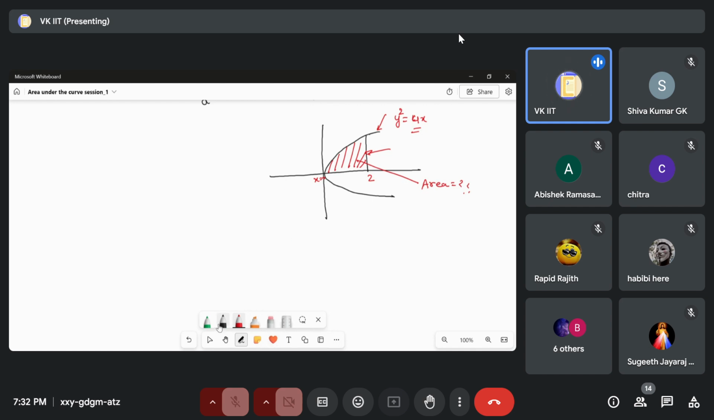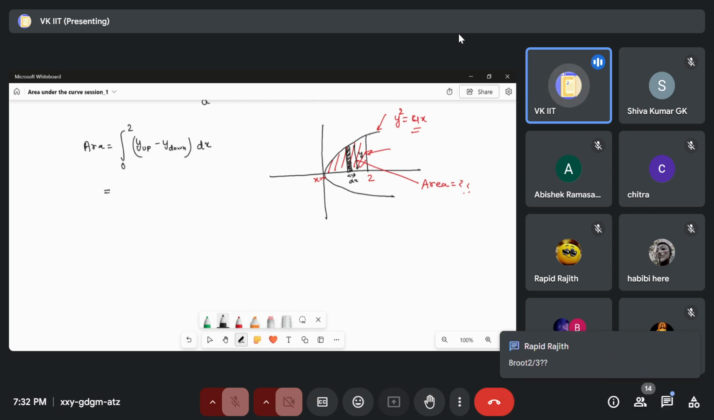Again do the same thing. Take a strip. This is the dx length and this is the y length. So again the area will remain the same, which is nothing but, the limit is already given, 0 to 2. So y upper minus y lower, or y down we can say, whatever you want to write, and dx is the length. Y lower will be again 0 because it is lying on the x-axis. This is the x-axis, of course. So y down is 0.